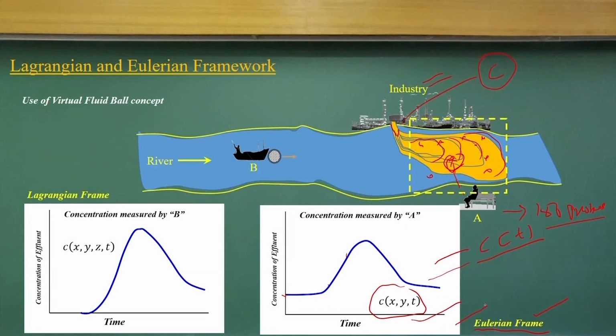The other one is the Lagrangian frame. What do we mean by that? Look at this particle P. There is a person in a boat, just traveling along the river, measuring the concentration.